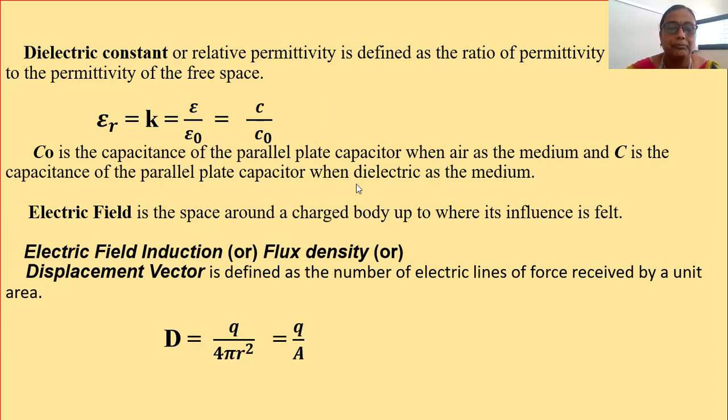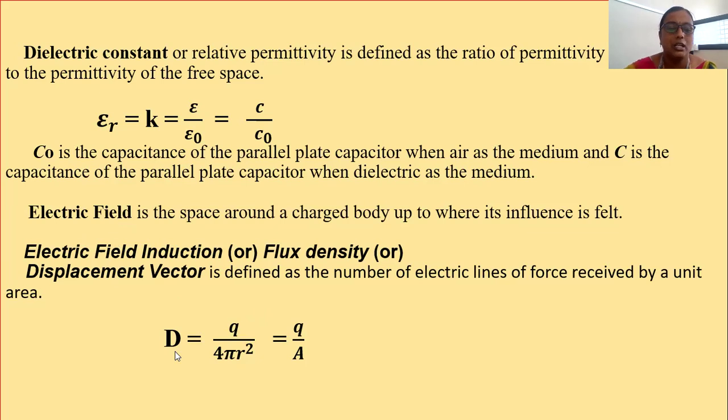Next, electric field induction or flux density. The electric field is also known as electric field induction or flux density. That is your capital E. The electric field is denoted by E. Next, displacement vector. It is defined as the number of electric lines of force received by a unit area.